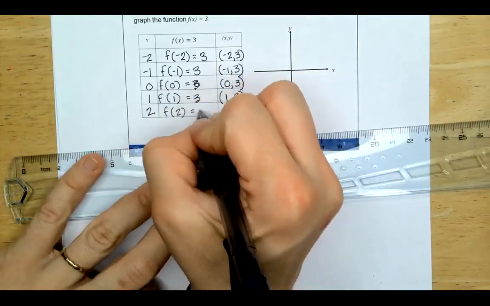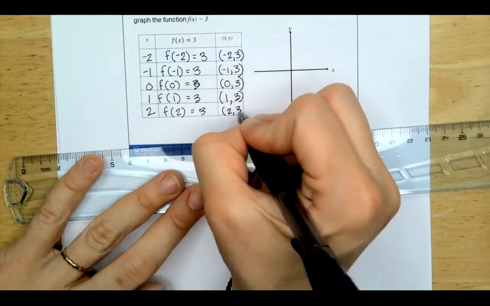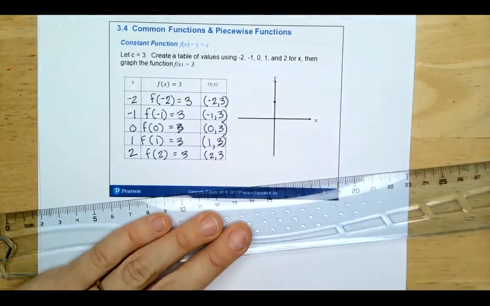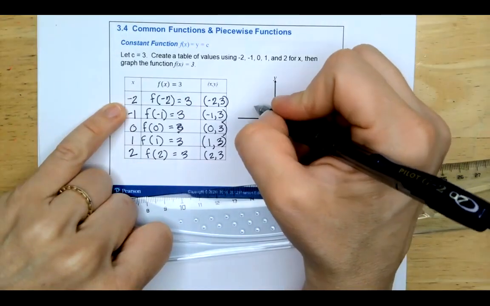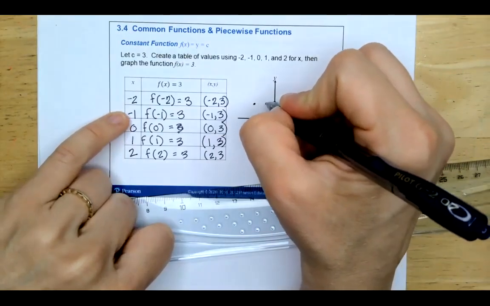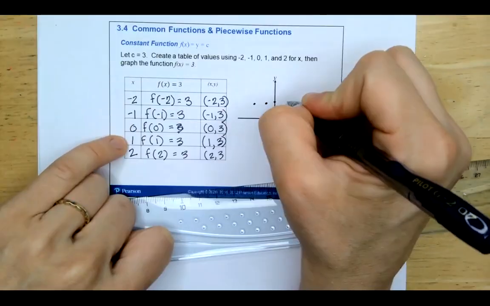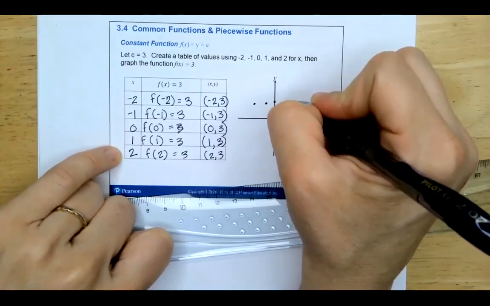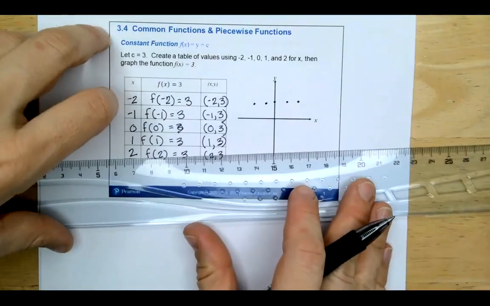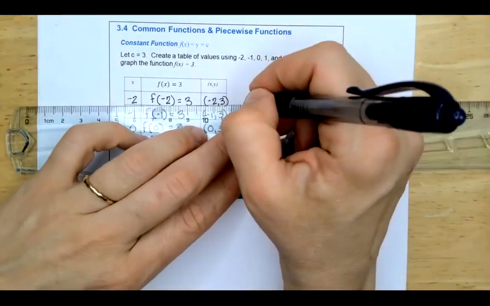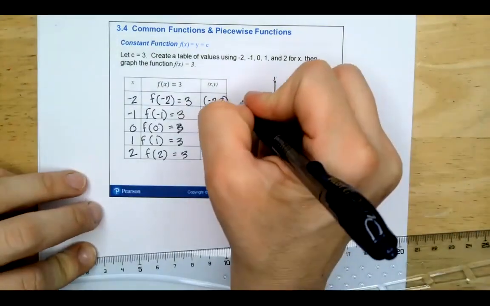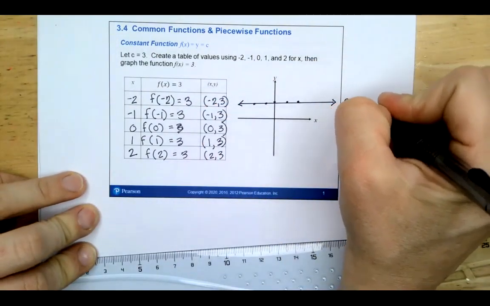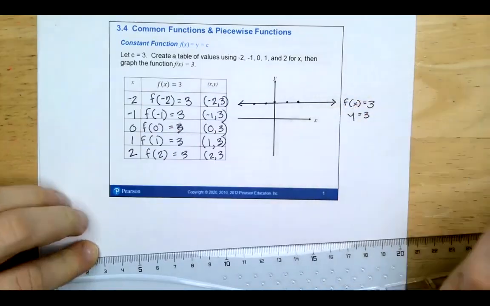When x is 2, y is still equal to 3, so that's just going to be the point 2, 3. Here's 3 on the y-axis. So -2, 3 is maybe here. -1, 3, 0, 3, 1, 3, and 2, 3. I can't really reliably make a straight line. The graph of the function f of x equals 3 is going to look like this because it's just y is 3 no matter what x is.